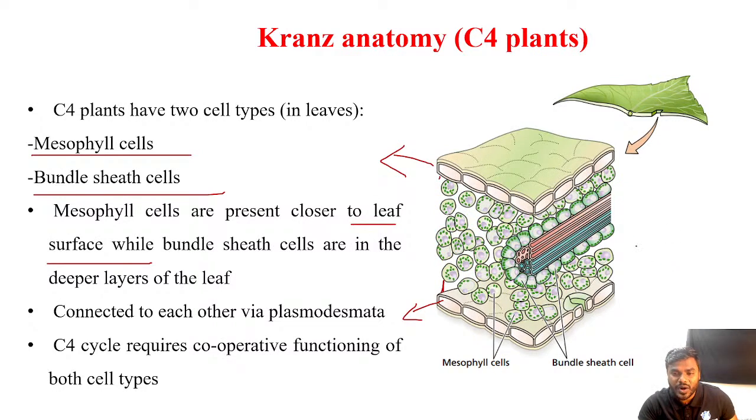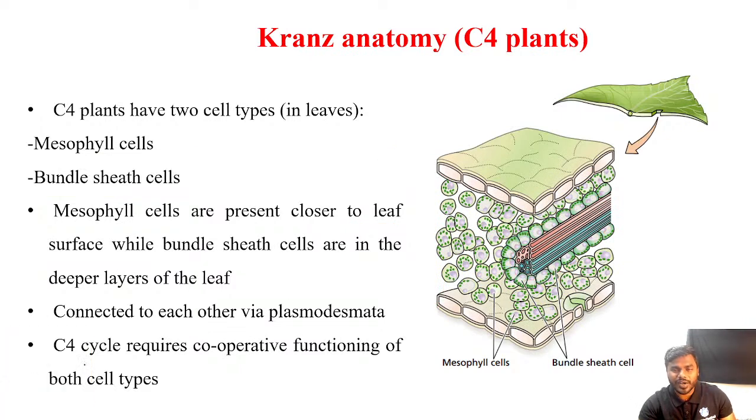And one more important point: if you look into the bundle sheath cell, all of you pay attention. They are present very deep. If you don't understand this statement, you can't get the concept. Bundle sheath cells are present deeper and they do not have any intercellular spaces. You can see the diagram very clearly. Once again, look into this. Mesophyll cells are associated with the leaf surface and have large intercellular spaces, whereas bundle sheath cells do not have any intercellular spaces. They are associated very tightly.